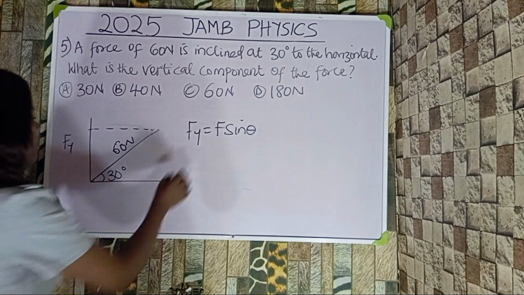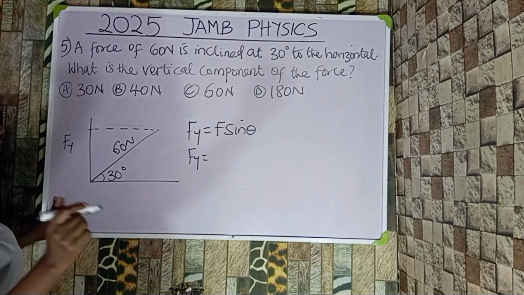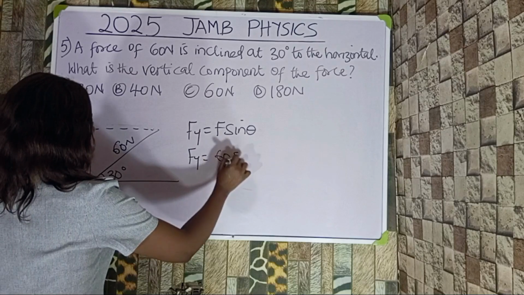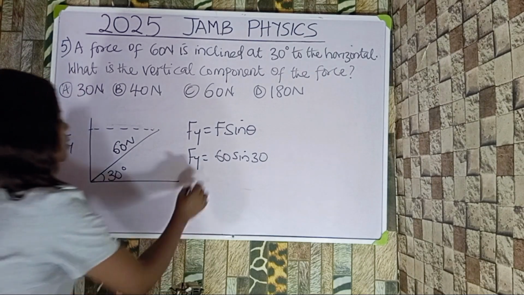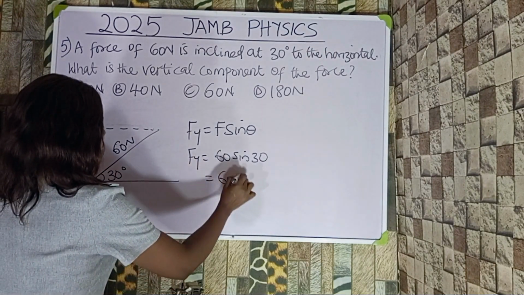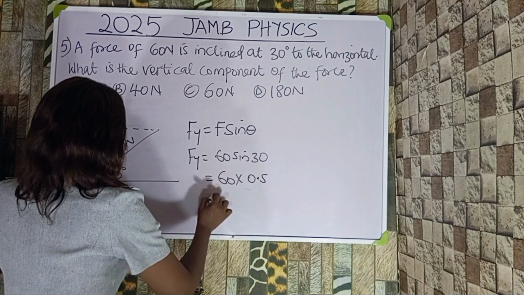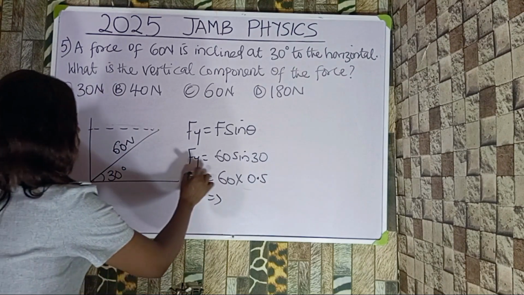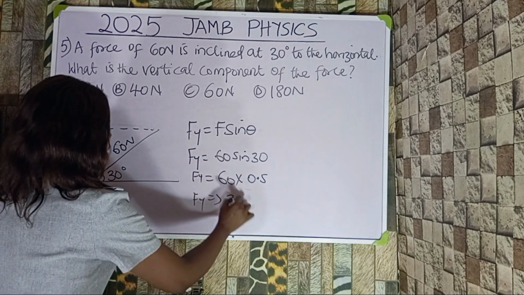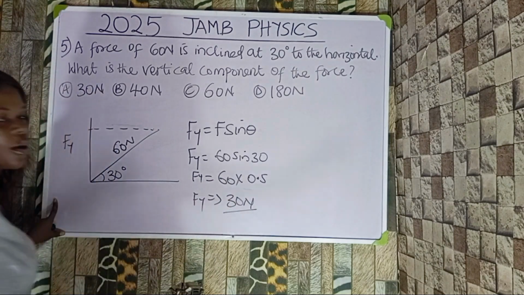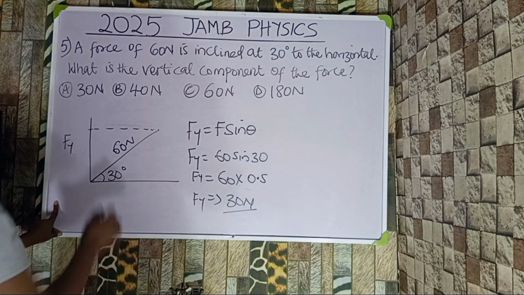Now let's put in what we have. We have the vertical component of this vector. My vector given is 60. 60 sine, my angle is 30. Okay, let's work it out. And this is equal to 60 multiplied by sine 30, which is 0.5. So when you multiply, you are going to get my vertical vector to be 30 Newton. I hope that is clear. So looking at the answers given, the correct option is option A.